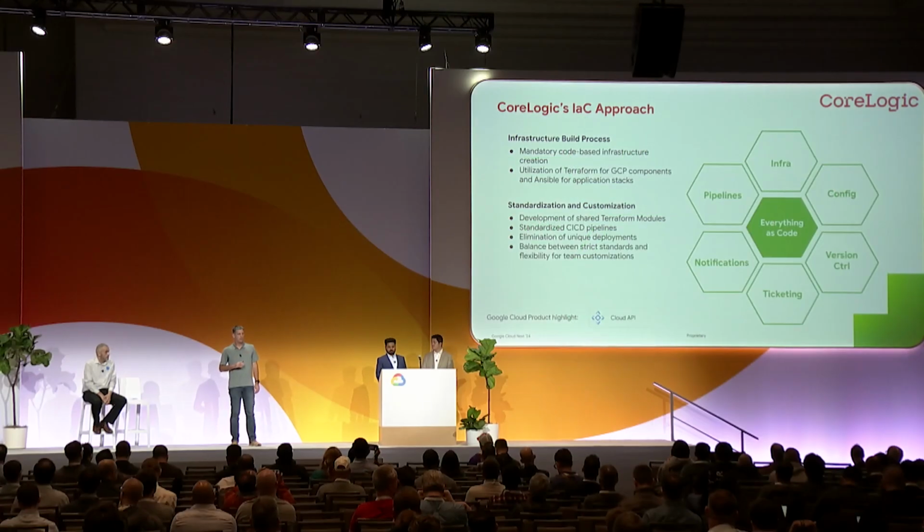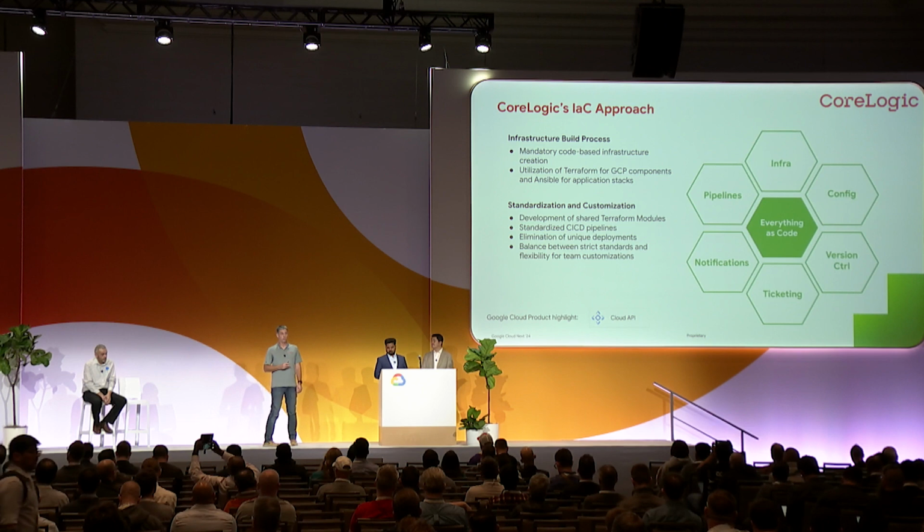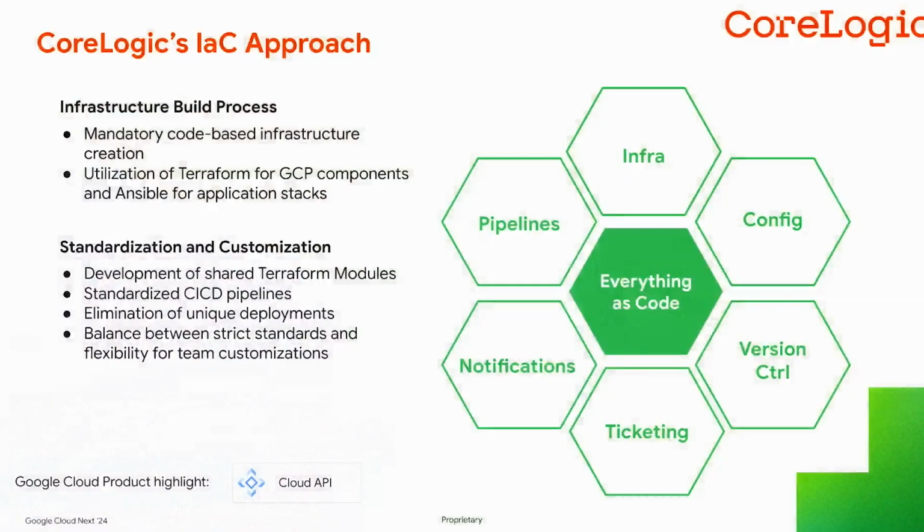To ensure teams across CoreLogic all used a similar pattern for their projects, we deployed shared Terraform modules. These were based mainly on the Google-provided templates, and then we customized them for our needs. All of this is driven through standardized CI/CD pipelines in Jenkins, and they're built for each application as part of the initial onboarding process.